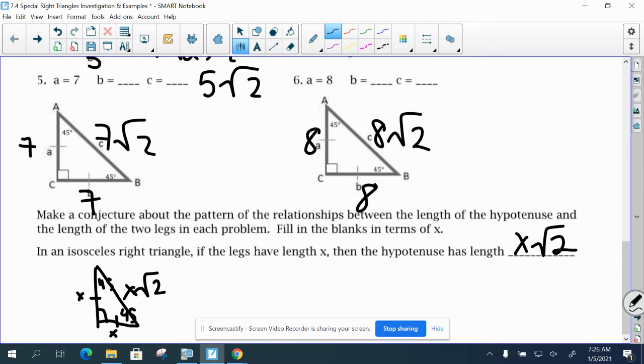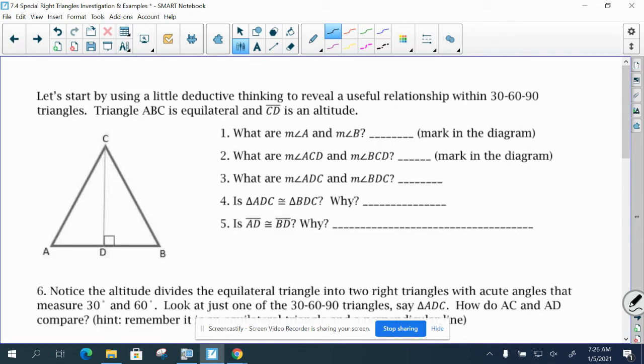All right. Let's do the 30-60-90 triangle. Let's start by using a little deductive reasoning to reveal useful relationships within 30-60-90 triangles. The triangle right here is equilateral, so these two lengths are the same, and that means all three of these angles are 60. You also have an altitude, and you know that if an altitude goes through an equilateral triangle, then it is also an angle bisector and a perpendicular bisector. You learned that in Unit 5, I think.